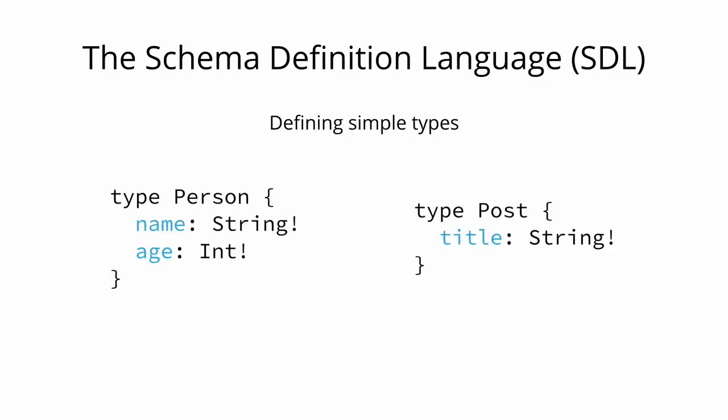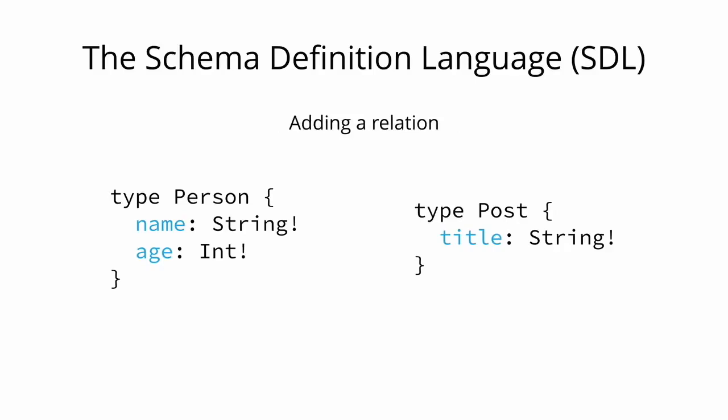The Person type has two fields. They are called name and age, and are of the types String and Int. The exclamation point following the type means that this field is required. Post only has one field that's called title and is of type String.